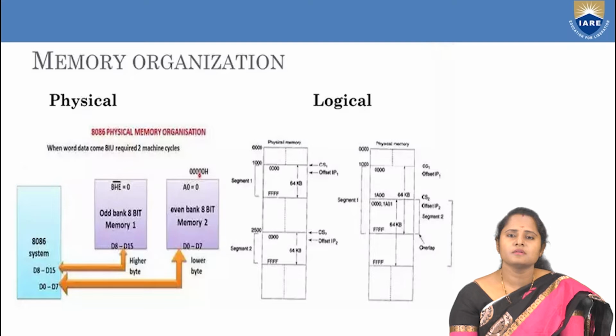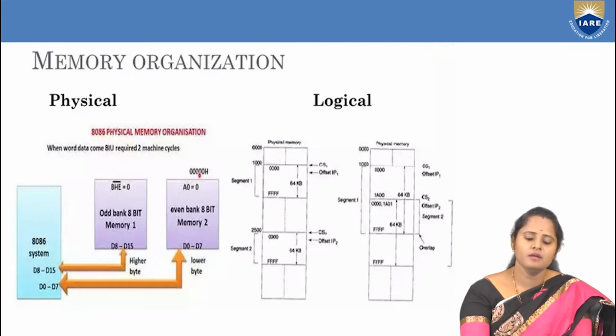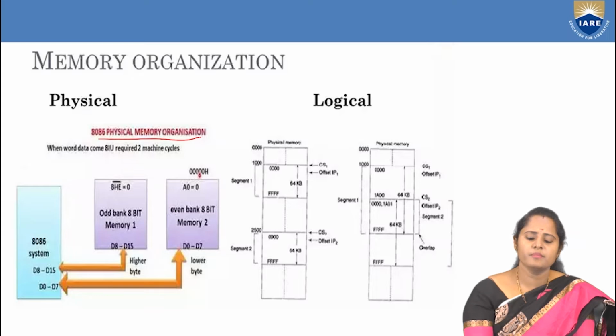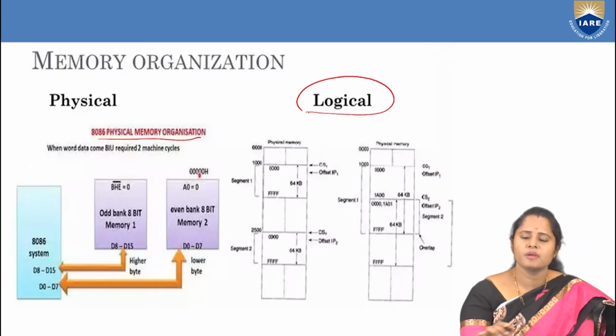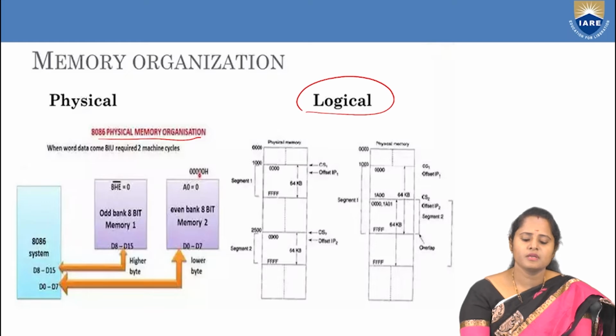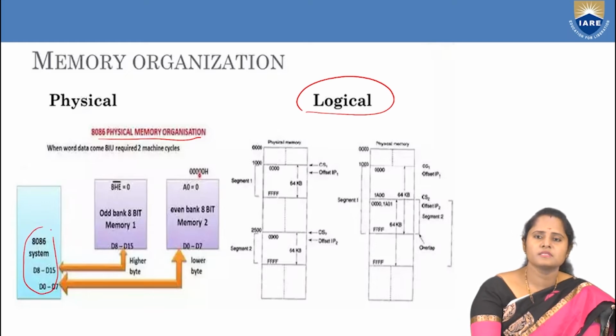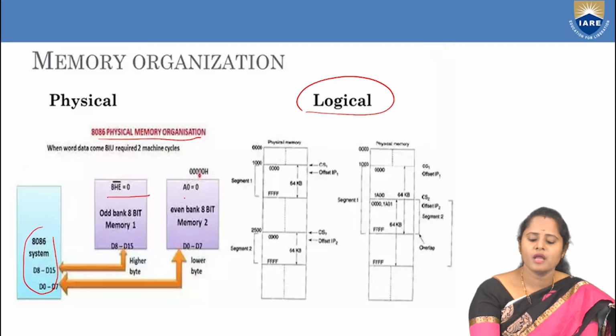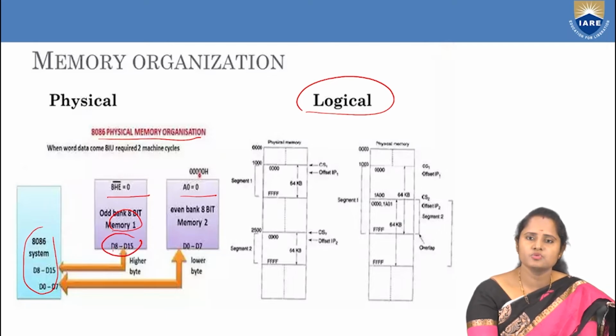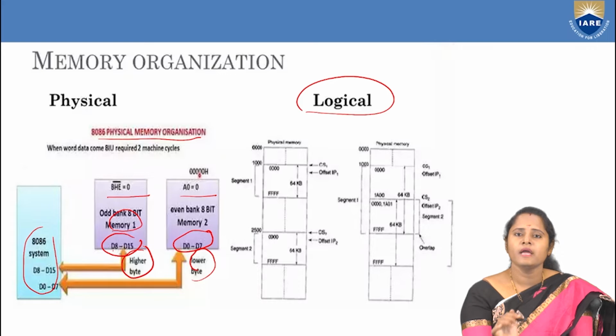And here, this is the actual memory organization, which is divided. Here, this is the physical memory organization, and this is the logical memory organization. What is physical memory? As we have said, for our 8086 microprocessor, it is divided into an even bank and an odd bank. The odd bank can access data from D8 to D15, and the even bank will access from D0 to D7. So D0 to D7 is indicated as the lower byte of data, and the other is the higher byte of data in the physical memory organization.